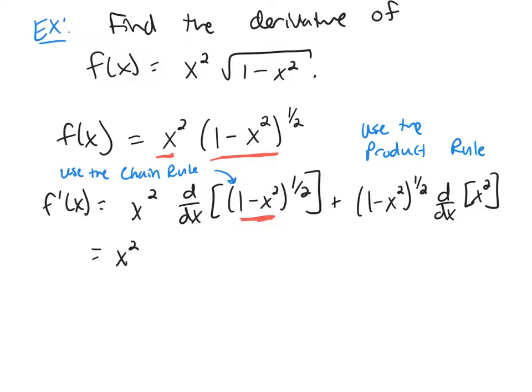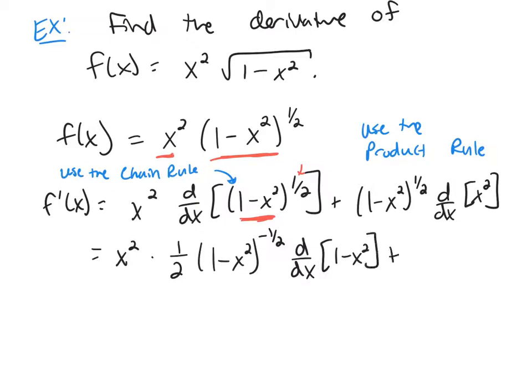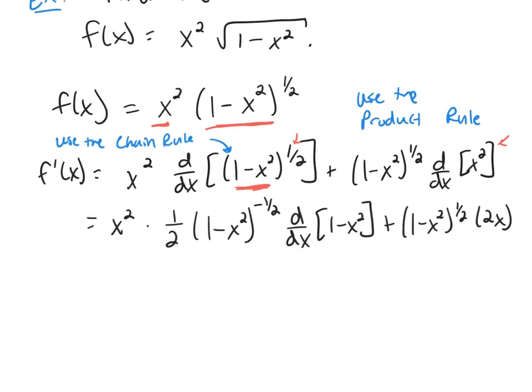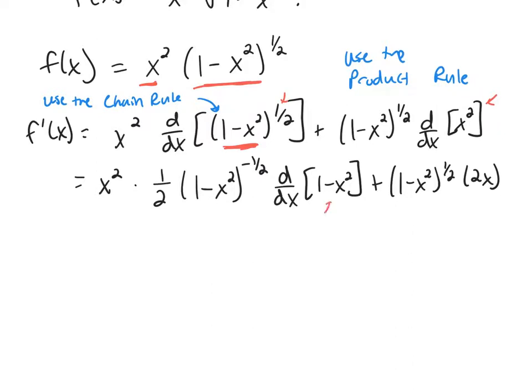So x squared, start with our power up here, do the power rule, 1/2, (1 minus x squared), subtract 1, so it'll be -1/2, times the derivative of the inside, 1 minus x squared. And then the derivative that's over here, it's just a power rule, times 2x. And then finally I have one more derivative I need to compute right here. It's just a power rule. It's a -2x.